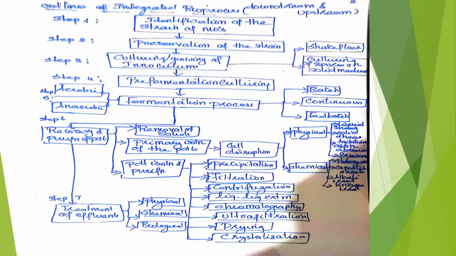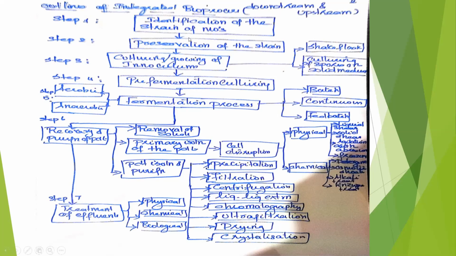What do you mean by continuous? Continuous means continuously media will be given and continuously the product will be removed. That is called as continuous. And fed batch means partly, not batch and not continuous either. Some two reactors will be kept in continuous and then the products will be taken. That is called as fed batch. So till here it will be called as upstream.